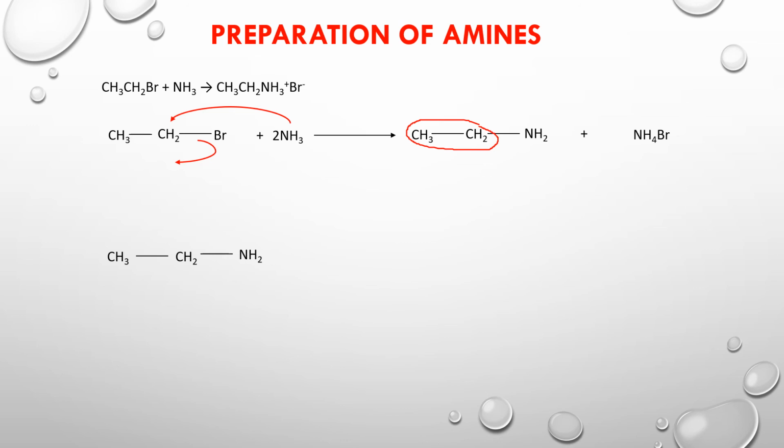Now this primary amine is now used here as a nucleophile. It is used as a nucleophile because the nitrogen is carrying lone pair of electrons. So this primary amine, which is now acting as a nucleophile, is going to react with alkyl halide. So we are going to use the same alkyl halide that we looked at earlier on, which is bromoethane. So the same thing is going to happen here.